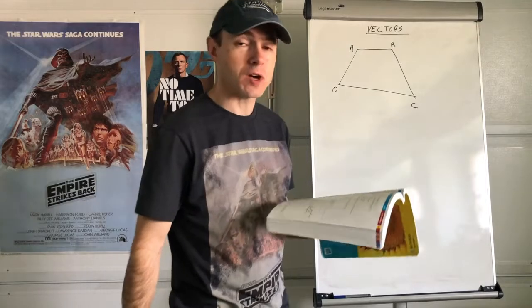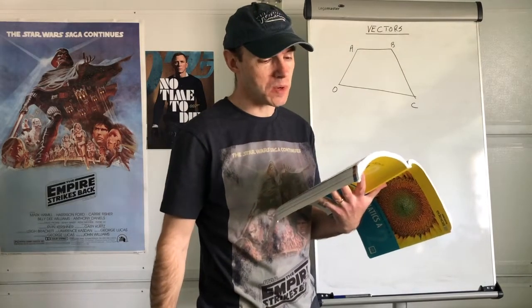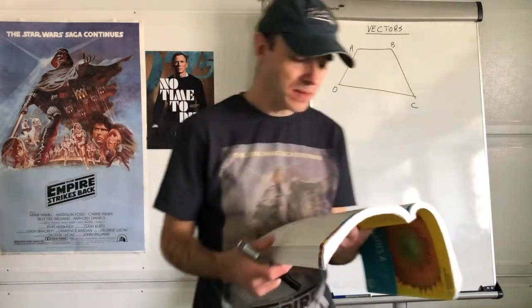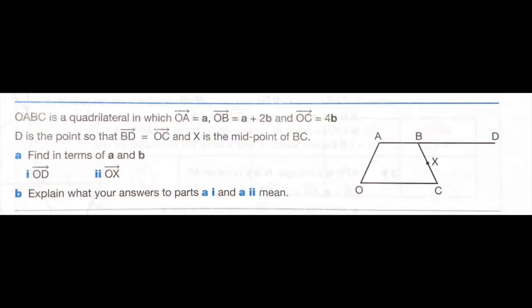I am about to go over example 7 now. That's on page 239, so you want to be on that page. I'll read out the example. It says OABC is a quadrilateral in which OA is a, OB is a plus 2b, and OC is 4b. D is the point so that BD is OC, and X is the midpoint of BC. Find, in terms of a and b, OD and OX, and then explain what your answers to those two questions mean.